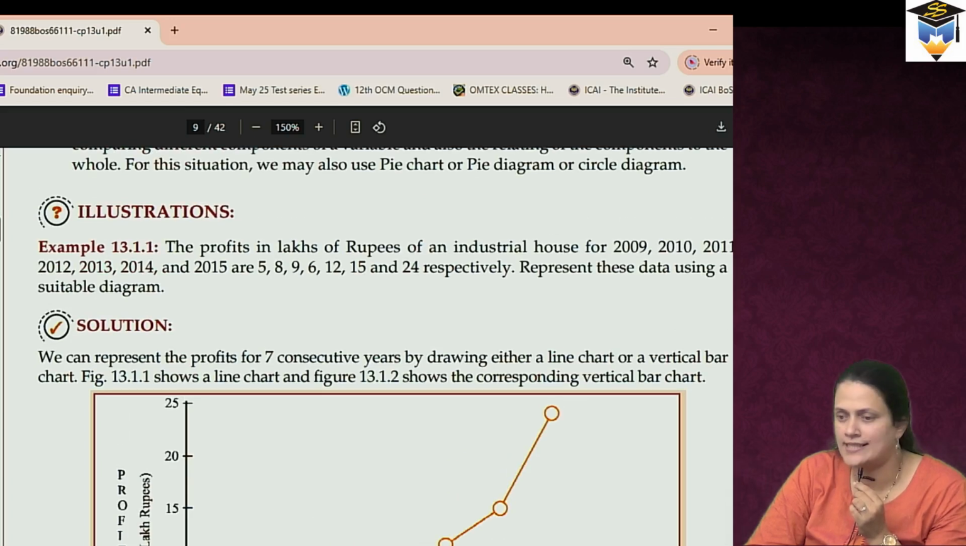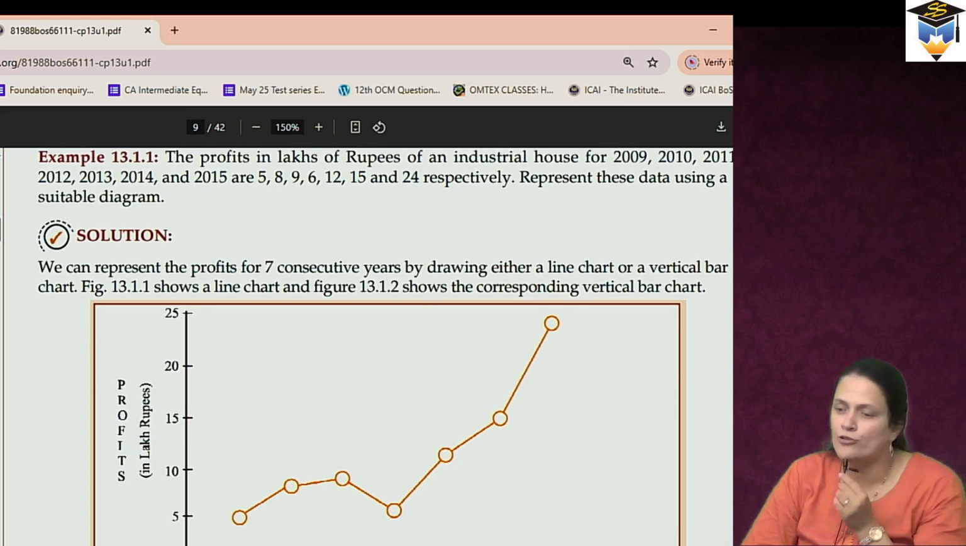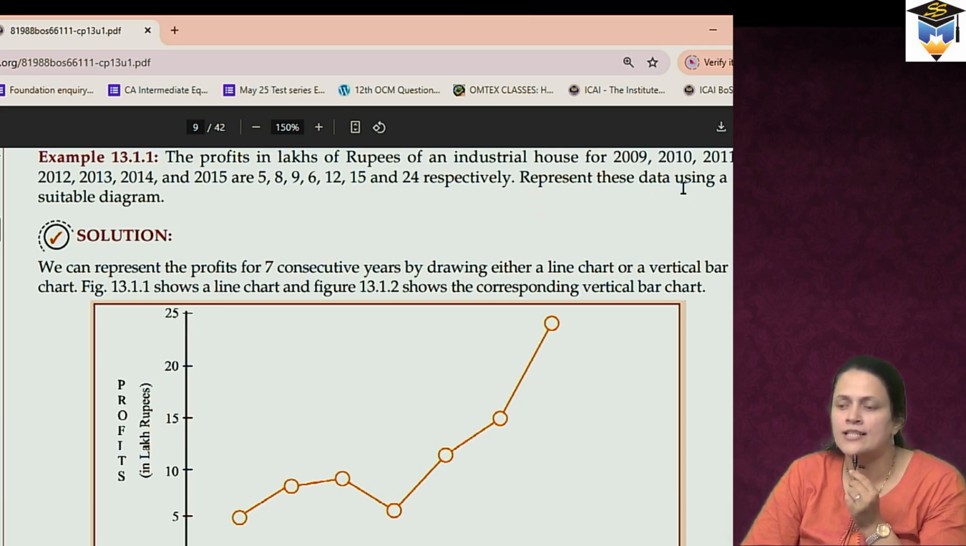Now let us take this example. The profit in lakhs of rupees of an industrial house for 2009, 10, 11, 12, 13, 14, 15 are 5, 8, 9, 6, 12, 15 and 24 respectively. Represent these data using a suitable diagram.